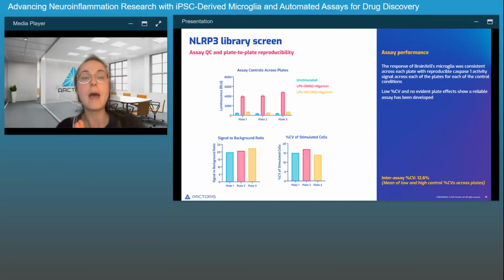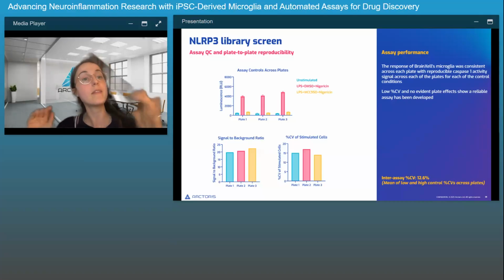So we ran the screen, and before we went on to look at the compounds, we focused on the controls to see whether the assay had performed in an effective way, whether it was robust enough, and whether there was any variability between the plates. As you can see here in the top graph, all 3 controls on all 3 plates behave very similarly, which was great. The interassay coefficient of variance percentage was only 12.6, which is quite good. The signal to background ratio was also good, giving us a good assay window. And lastly, the coefficient of variance of the treated cells is relatively good too.